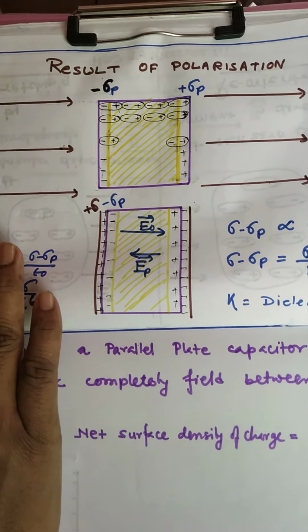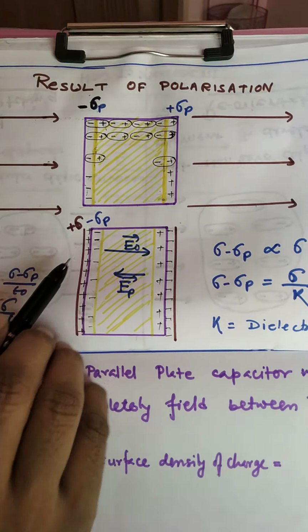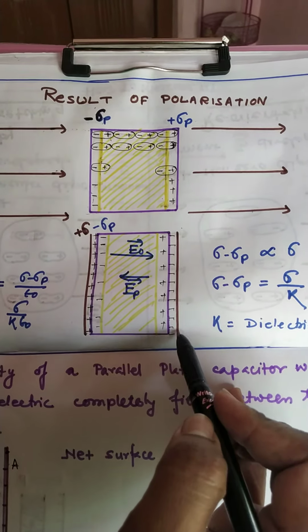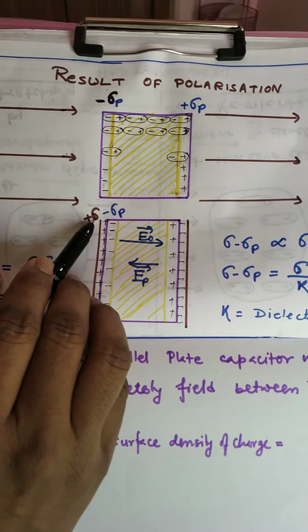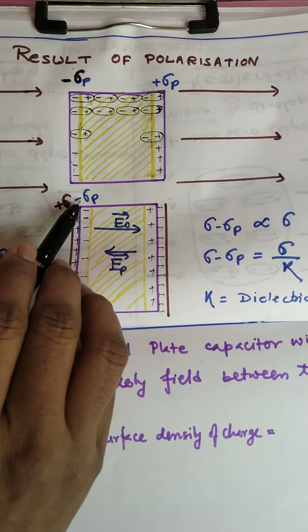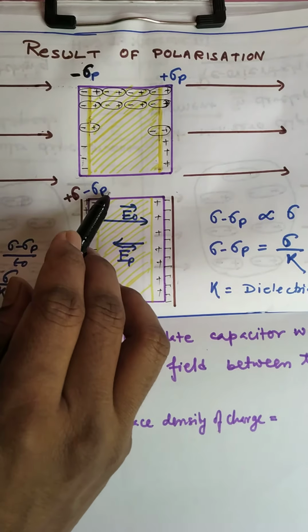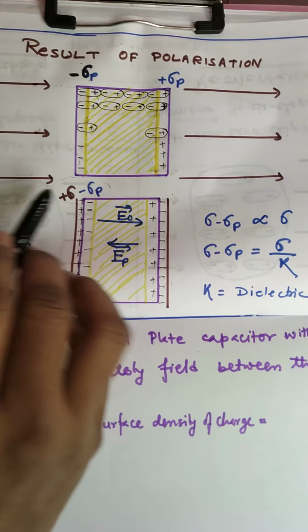Now if we apply this directly to a parallel plate capacitor, see what happens. This is one plate of the capacitor, this is the other plate, negative plate and positive plate. The positive plate contains positive sigma, and due to polarization, this side has negative sigma p. So what is the result? What is the net surface density of charge? That is sigma minus sigma p.